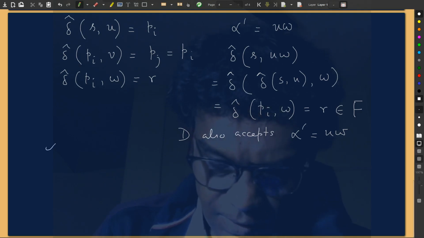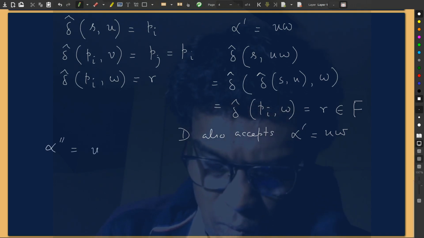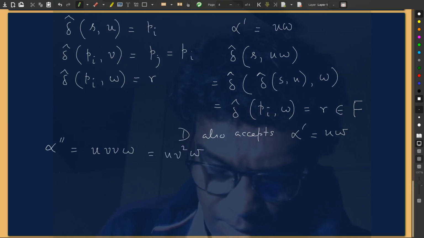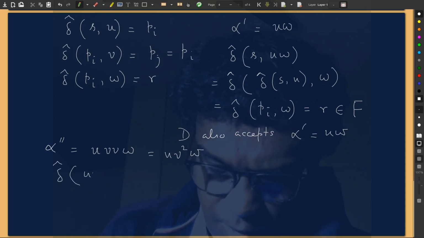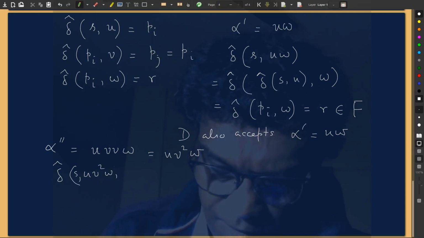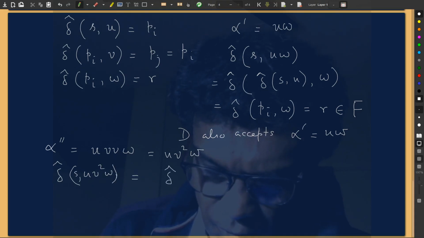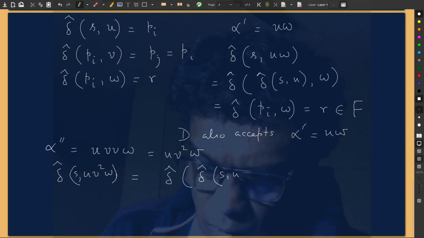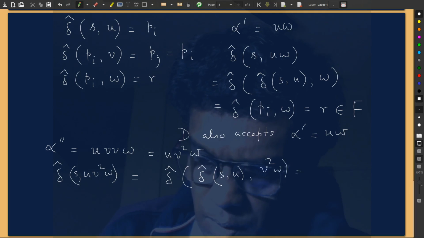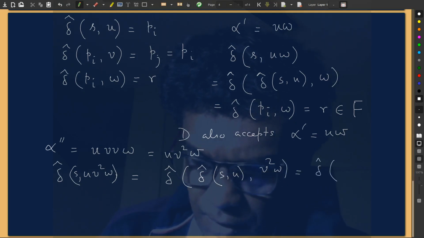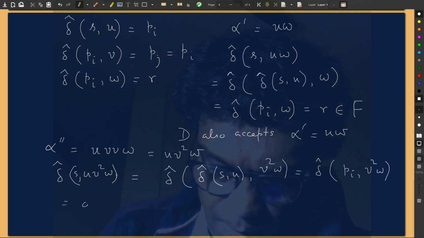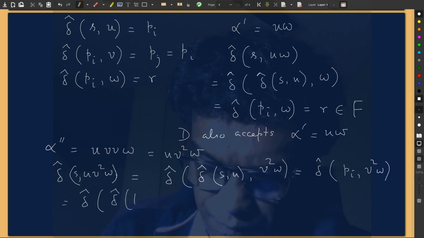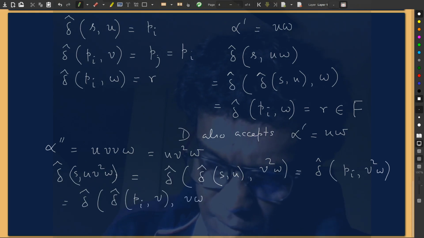Now, if I consider another thing, alpha double prime, U, V, V, W. Okay, U, V square W. Now, if I look at the working of the machine on this string alpha double prime, so it is U, V square W. Starting from S, first it goes to SU, what remains is V square W, and this is delta hat of SU, this is PI, V square W, then this is the same as delta hat of PIV, then it will read VW.